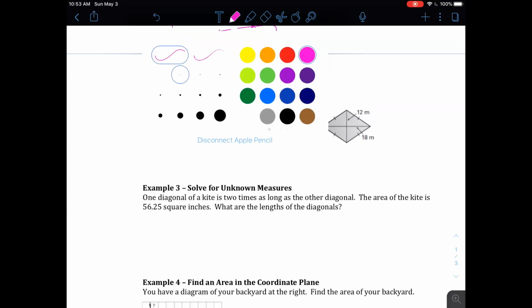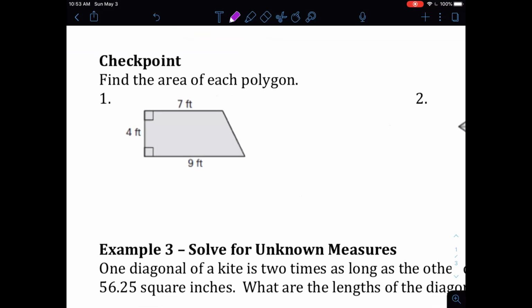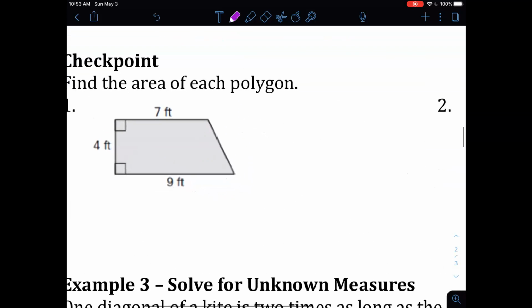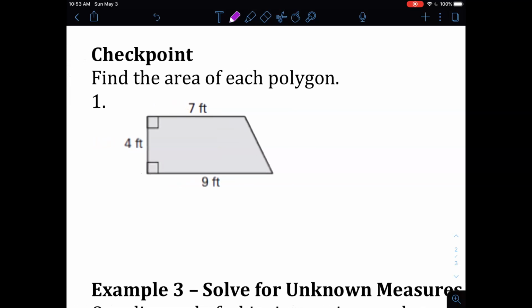All right, welcome back. So we're doing checkpoint 1. We're looking for the area of each polygon. So what is the shape of checkpoint 1? That's kind of a shape I don't really recognize. Well, we're using rhombuses, kites, or trapezoids today. Which of these shapes does it look like? Because these are both right angles here, that means that these sides are going to be parallel, which means we're working with a trapezoid, okay?